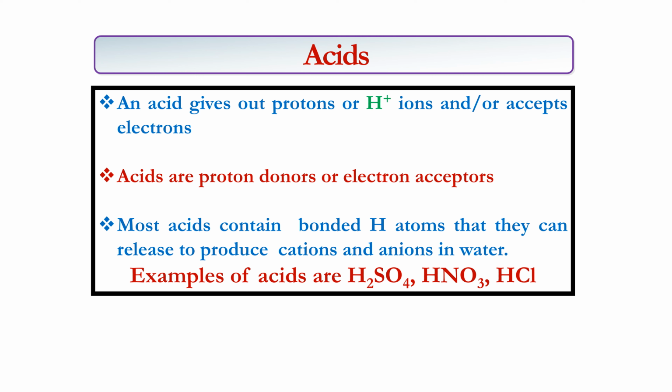Most acids contain hydrogen atoms that they can release to yield cations and anions in water. Examples of acids are H2SO4, which is sulfuric acid, HNO3, which is nitric acid, HCl, which is hydrochloric acid, and many others.